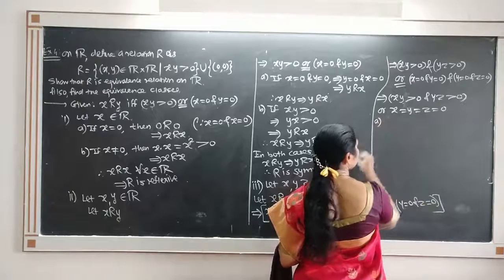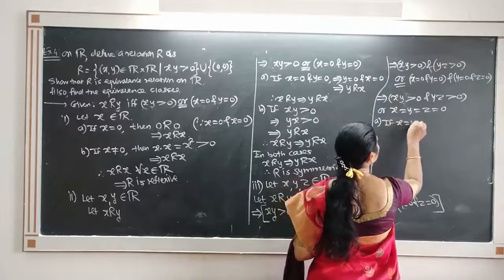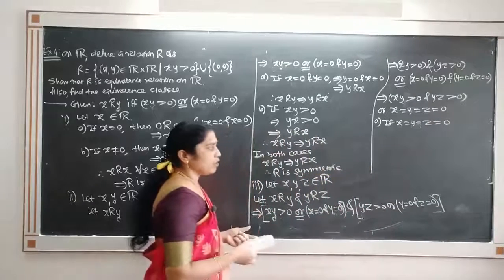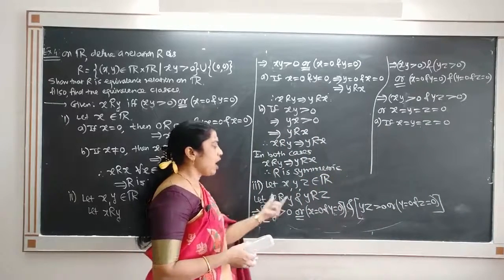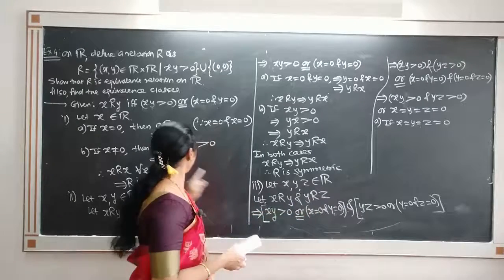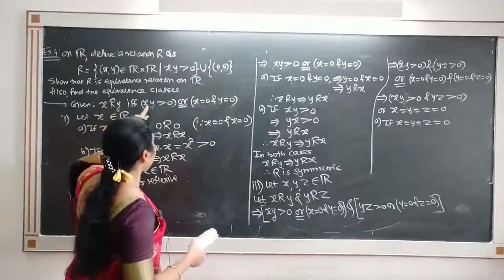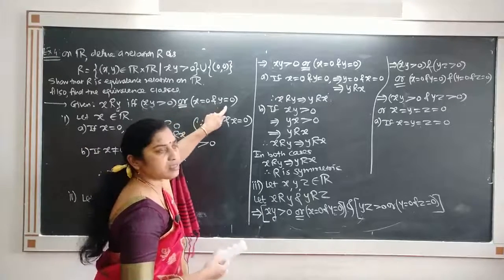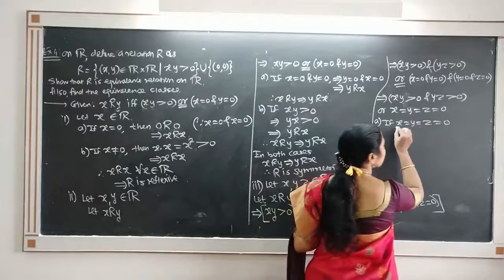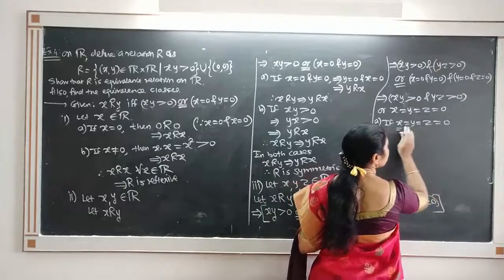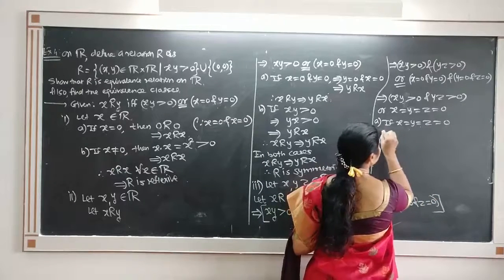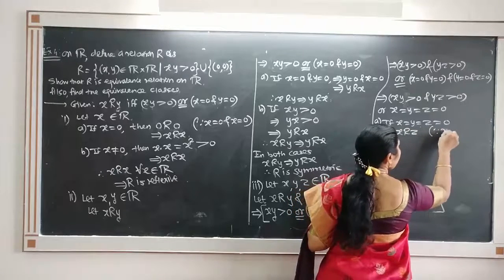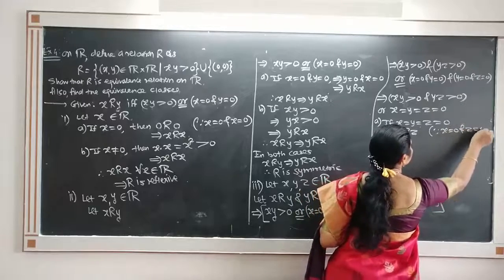Now consider the first case. If x equal to y equal to z equal to 0, if this is true, then what we want to check is whether x is related with z. And when x is related with z, either xz is greater than 0 or x is equal to 0 and z is equal to 0. So this condition is satisfied: x is equal to 0 and z is equal to 0. So this implies that x is related with z, because x is equal to 0 and z is also equal to 0.